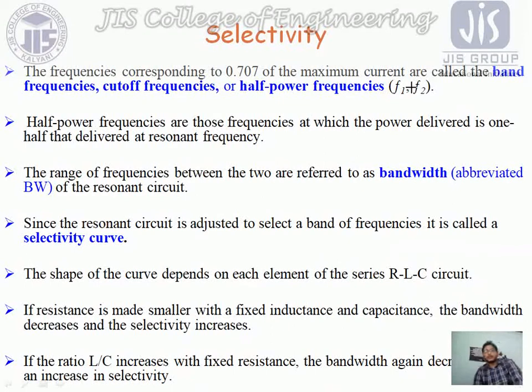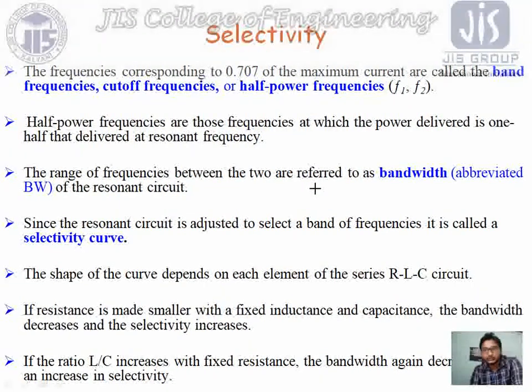Okay, now come to the summary points. It's written over there. We have already seen that at 0.707 times its maximum current we get the half power frequency. That's why this 0.707 times the maximum current is called the band frequency, or the cutoff frequency, or the half power frequency that we have seen. Similarly, the range of frequencies between the two half power frequencies is called the bandwidth, that we have already calculated.